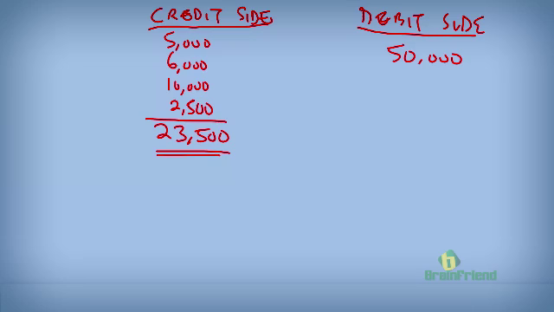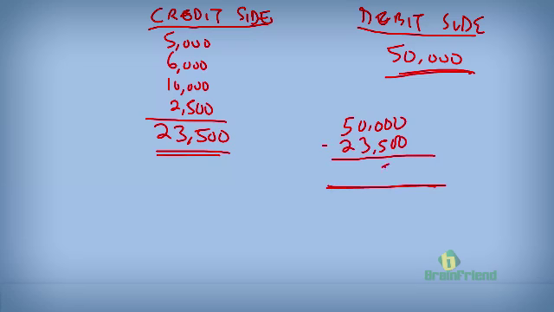And so we find the difference between the value on the debit side and the value on the credit side, which is 50,000 minus 23,500. This will give us 26,500. The difference will be 26,500.